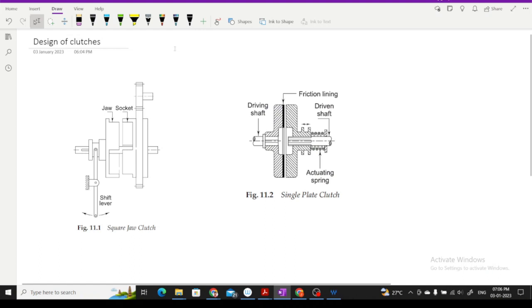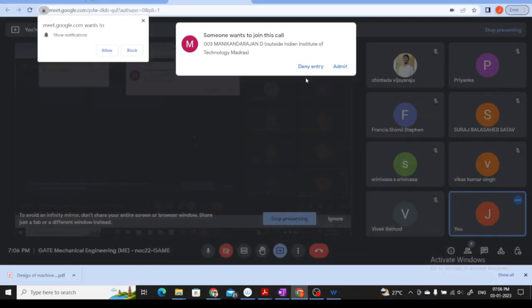Let us start. So today we'll discuss design of clutches. As you know, the clutch is an element which allows the operator to connect or disconnect the source of the power transmission system at the wheel. So this is how we will first define the clutch.